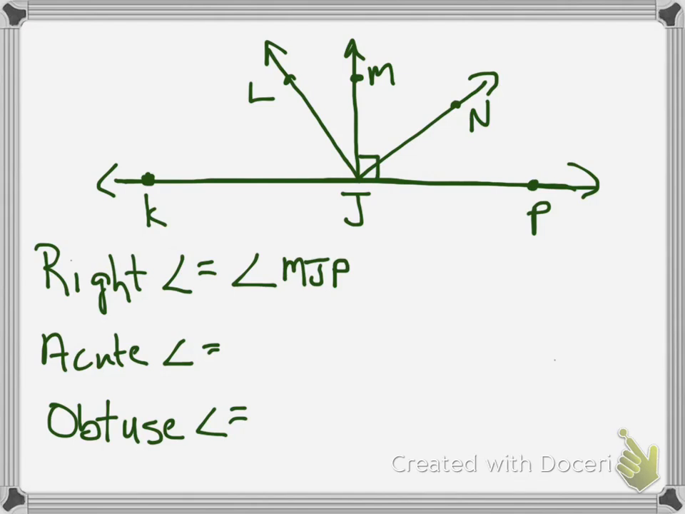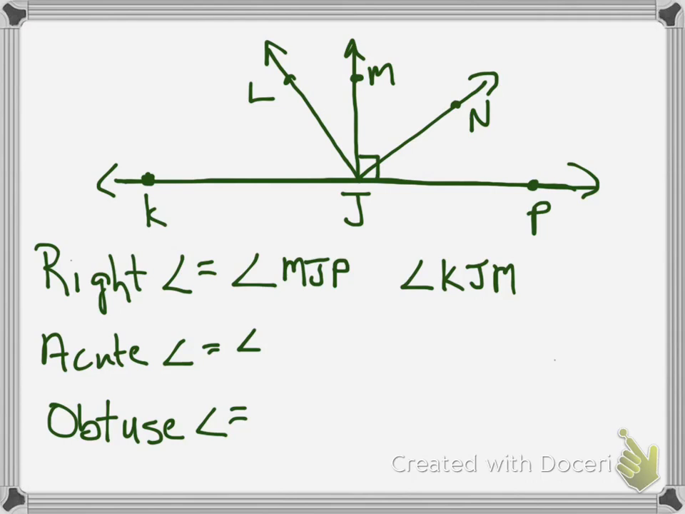Now there is a theorem that we will discuss later that talks about how two opposite rays. Notice that JK and JP are opposite rays, and they are bisected by M. In other words, M cuts them in half and makes the 90 degrees. That would suggest that KJM is also going to be 90 degrees. But again, that's a theorem that we will talk about later.